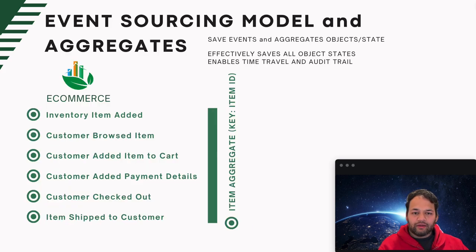Now, event sourcing model allows us to keep track of things like that. It saves all of the actual events, and then it aggregates the objects on the fly or in memory, and it effectively saves all of the object states. It enables us to do things like time travel, so figure out the state at any point of time. And it also allows us to have an audit trail. For example, if a customer's money was refunded or another new item was sent, or perhaps it first failed but then it succeeded later, and so on.